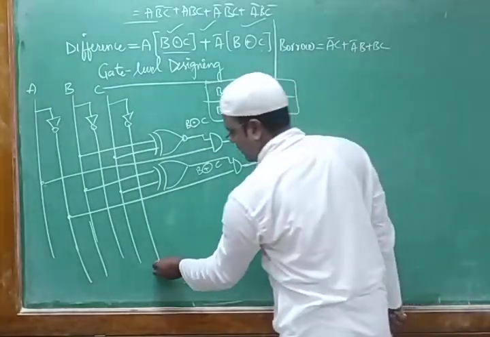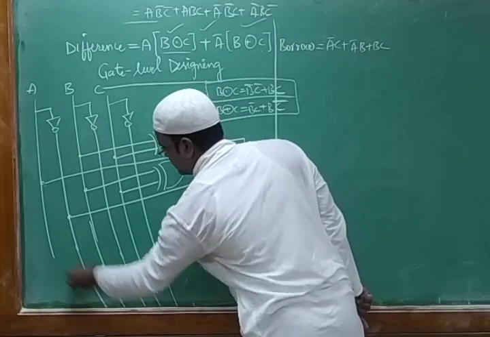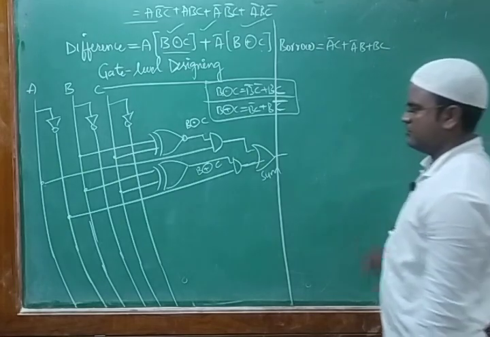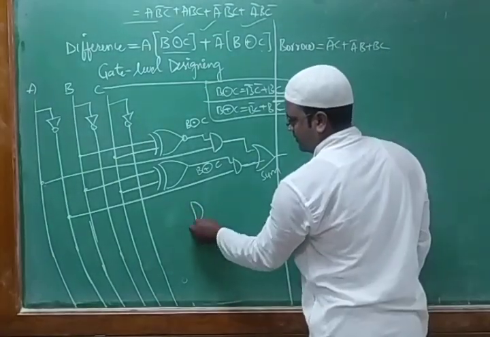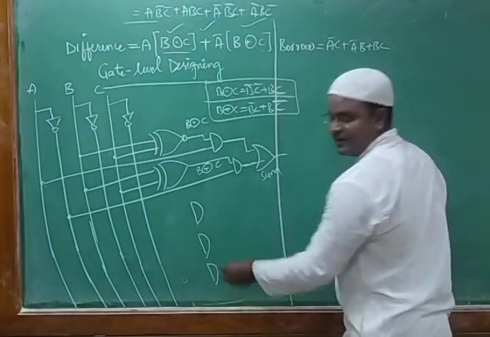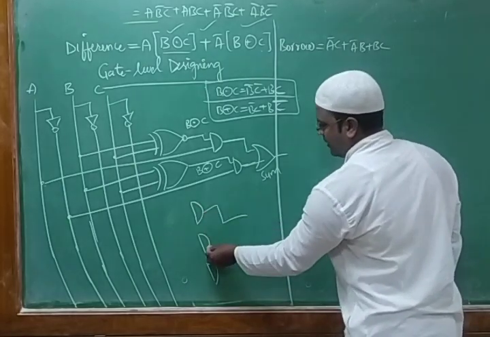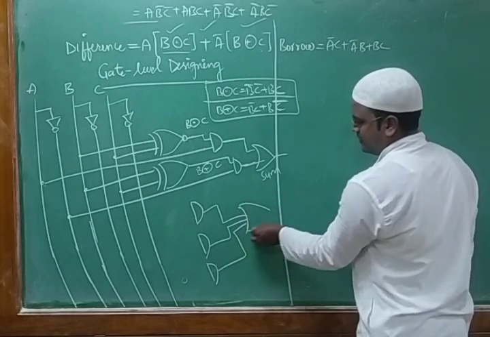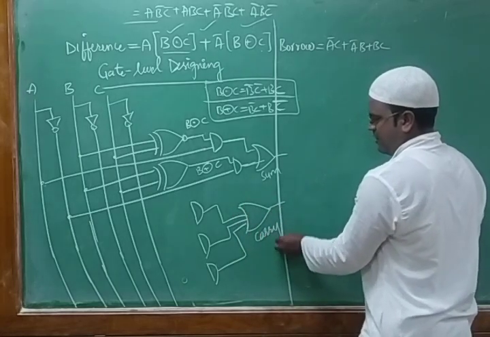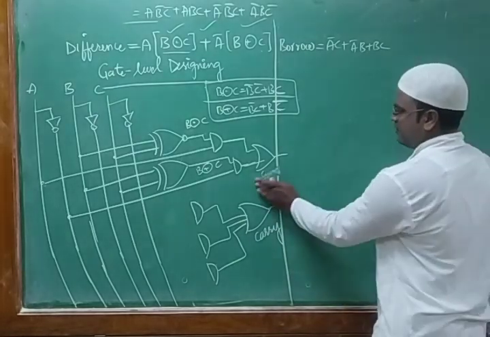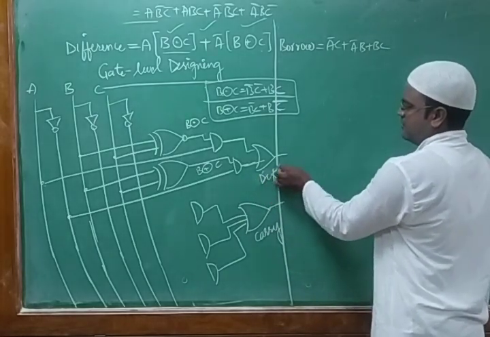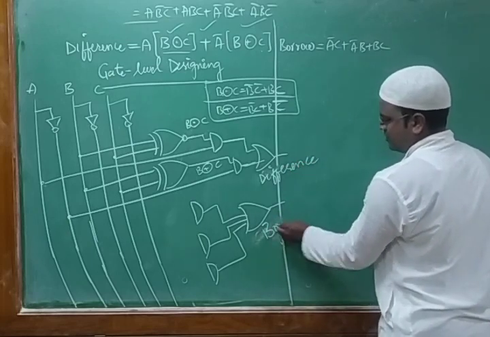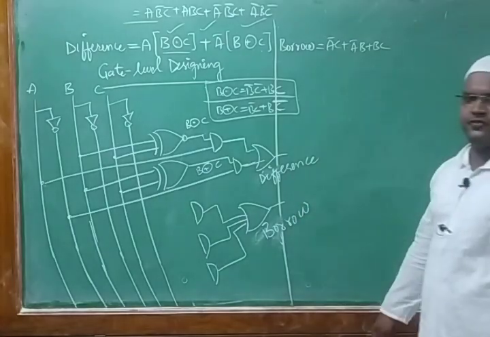Next thing, what is left out? We have to go for carry also. So carry, how many? 1, 2, 3. 3 AND gates are required. So I'll connect 1, 2 and 3. And for adding, what do I require? I require one OR gate. So I'm connecting with one OR gate. So this is the output for carry. Not carry, it's difference and borrow. Since we are doing full subtractor, this is the output for difference, this is the output for borrow.